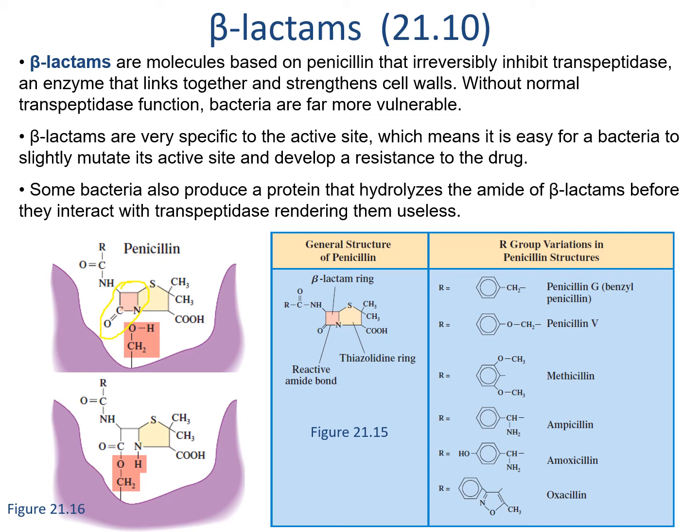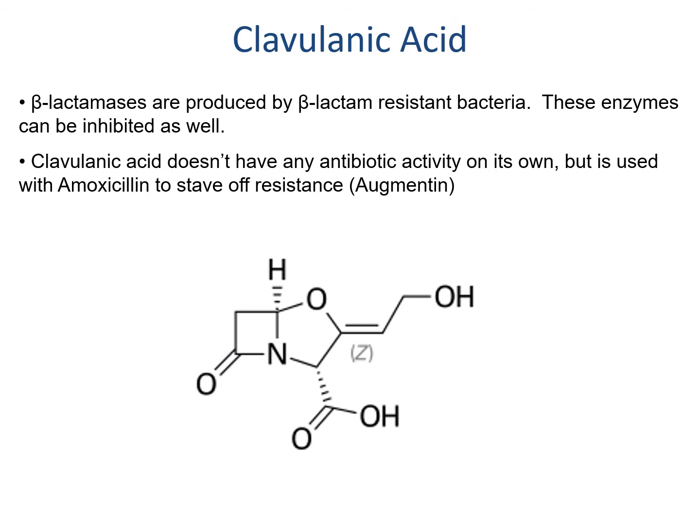Since my daughter has been having plenty of ear infections, I've been pretty familiar with the beta-lactam family of medicines, but also with clavulanic acid, which is a beta-lactamase inhibitor. Remember, beta-lactamases are the enzymes that degrade the beta-lactam antibiotics. Clavulanic acid is an inhibitor of those enzymes. So clavulanic acid doesn't have any antibiotic activity of its own, even though it has a beta-lactam, but it's used along with amoxicillin to stave off resistance by preventing the beta-lactamase activity. Together, those are marketed as Augmentin.